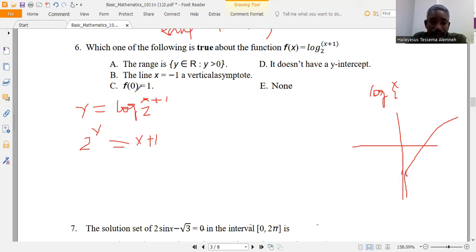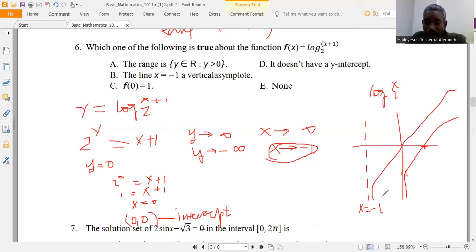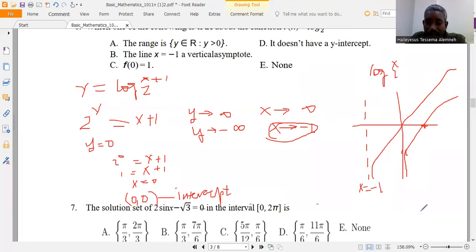So the graph of this logarithmic function looks like this. It passes through (0, 0) and looks like this. Sorry, I have not drawn it very perfectly, but it is just to show what the graph looks like. So what will be the domain and the range of this one?